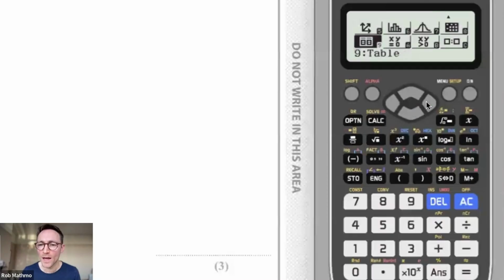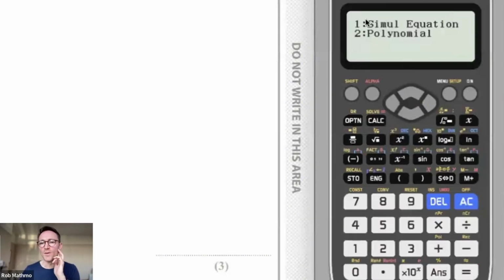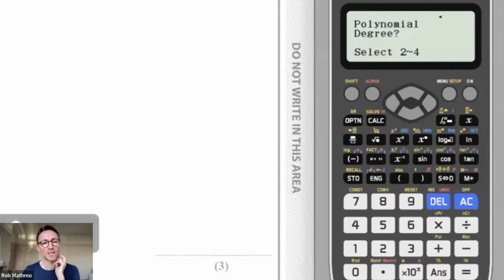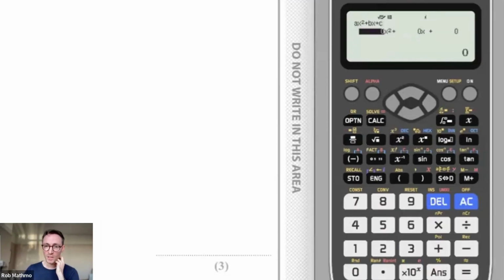It's the same place. If we go here, it's equation func. Not simul, it's polynomial. So you hit number 2 for polynomial. And again, the degree, whenever you get this option of 2 to 4, you just hit 2. The degree basically means what's the power of x here, and that number's a 2, so we're going to hit 2. You just type it in here.